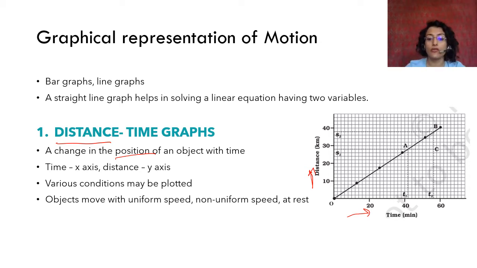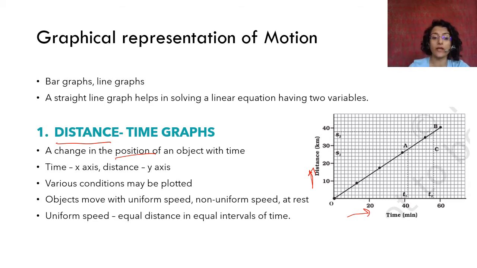What is non-uniform? Non-uniform speed is when the distance covered is unequal in equal intervals of time. So in 5 minutes, for example, it can move 10 kilometers, it can move 5 kilometers, it can move 7 kilometers. So the speed is non-uniform. Objects can also be at rest, which means they are not moving at all, so the distance covered will be 0. Uniform speed, as I said, is equal distance in equal intervals of time.